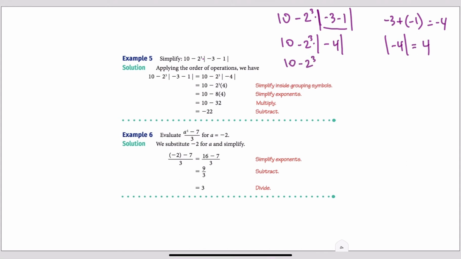10 minus 2 cubed times, and I'll use parentheses just because it's a good habit whenever I'm introducing a value, until I know what kind of situation it's in. Now that I've done everything inside the grouping symbols, the absolute value bars, I can go after the exponent and evaluate that. So 2 to the third power is 8, so this is going to be 10 minus 8, and it's still times 4 here. Now I'll do the multiplication before the subtraction, so 8 times 4 is 32.